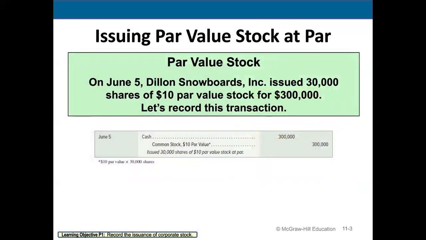All right, here's an example of a company that issues stock at its par value. On June 5th, Dylan Snowboards issues 30,000 shares of $10 par value stock for $300,000. To record that transaction, we would debit cash because our cash is increasing, and credit common stock, $10 par value. Because the stock was issued at par value, there's no additional entry necessary. We just go ahead and record it.